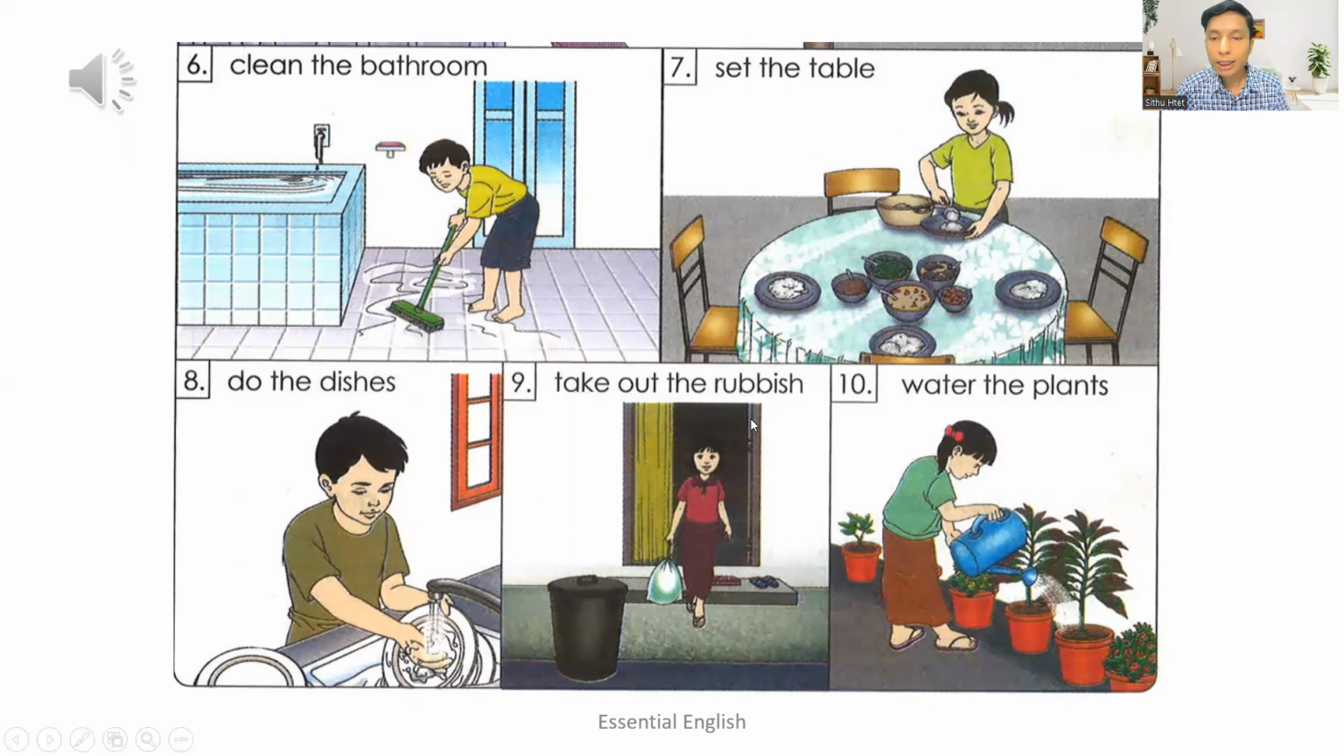And she's taking out the rubbish. She's carrying a bag of rubbish in her hand and she wants to throw it away in the dustbin. And if you look at the last picture, you can see that the girl is watering the plants. So clean the bathroom, set the table, do the dishes, take out the rubbish, and water the plants. These are the things you can do in your daily life. They are also called household chores.